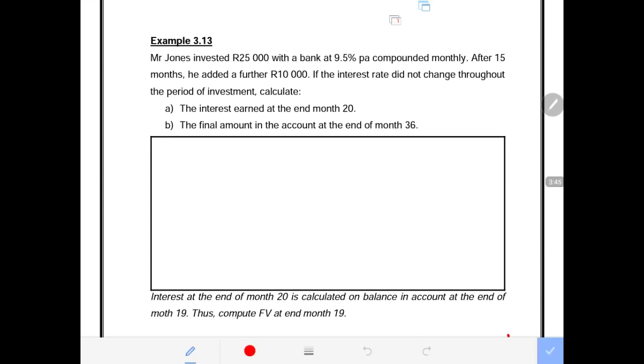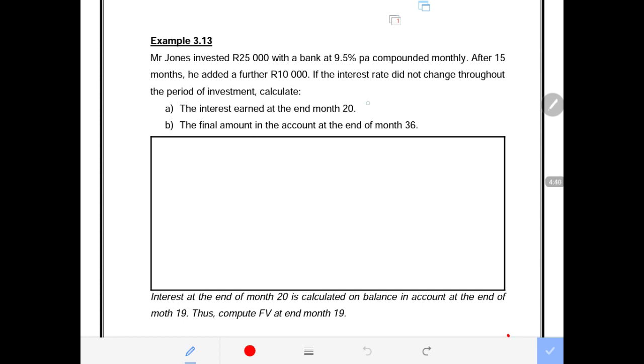We are to calculate the interest that is earned at the end of month 20. This is very important to highlight, because we are not required to calculate the interest from month 1 up until month 20. We are only required to calculate interest for 1 month, which is month 20. Therefore we need to know the balance a month before month 20. I want to repeat that. We need to know the balance at the end of the month before month 20, so that we are able to calculate interest on the opening balance of month 20, because every month earns interest from the balance available at the beginning of the month.